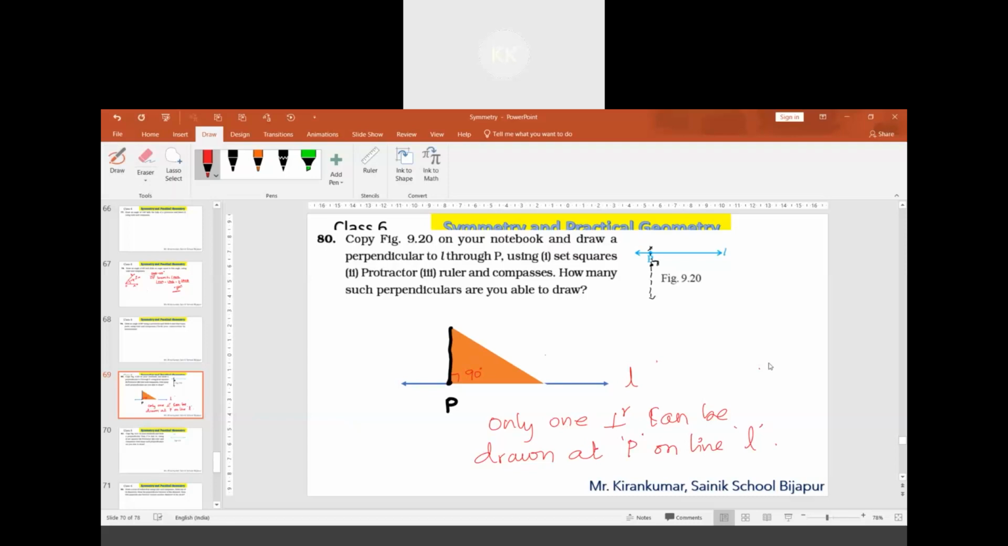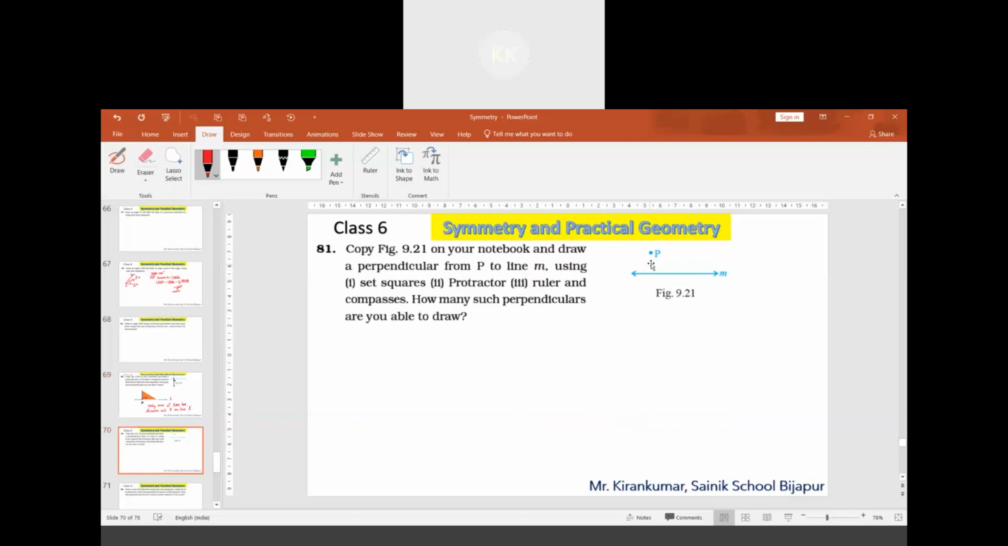Next question is similar, but the point P is outside the line. If the point P is outside the line, how many perpendiculars can be drawn? Only one perpendicular can be drawn.